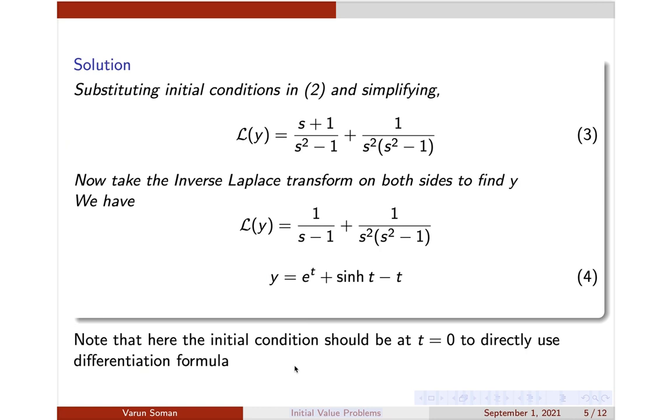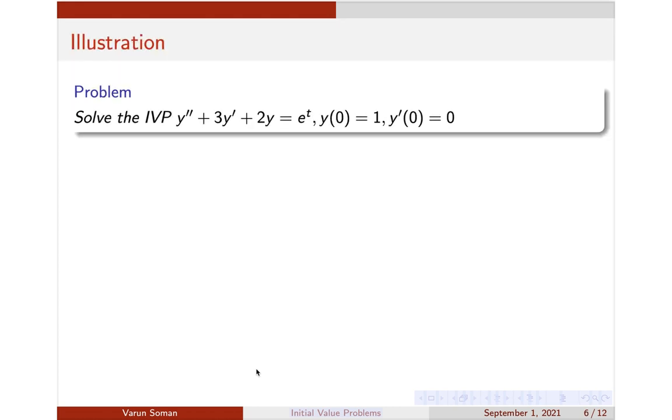So as I told you, the initial condition should be at t is equal to 0 to directly use the differentiation formula. Even if it is any other point, we will do those too, but we'll make a slight tweak to this method. That I'll explain to you at the end of this session. Now let us do one more problem here.